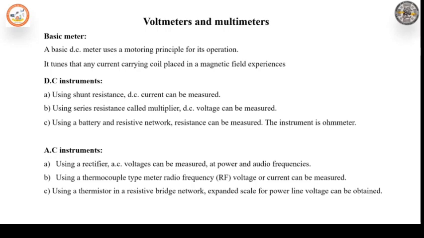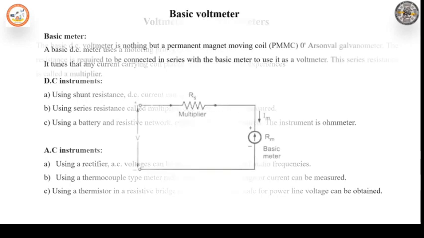Coming to AC instrument, using a rectifier, AC voltages can be measured at power and audio frequencies. Secondly, using a thermocouple type meter, radio frequency voltage or current can be measured. Using a thermistor in a resistive bridge network, an expanded scale for power line voltages can be obtained.